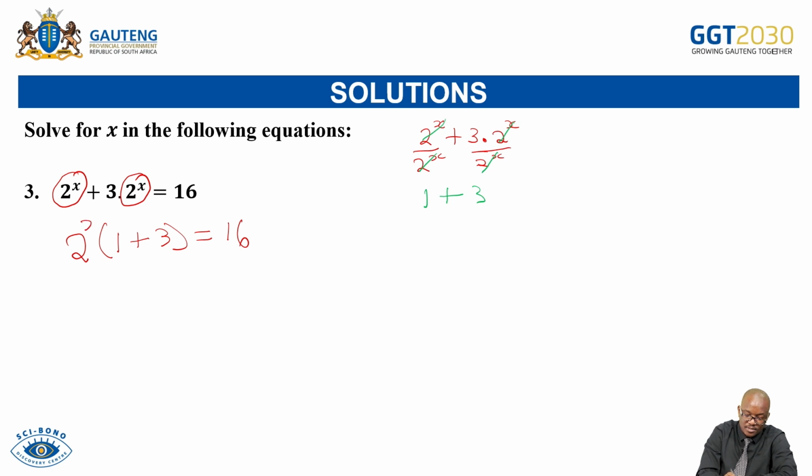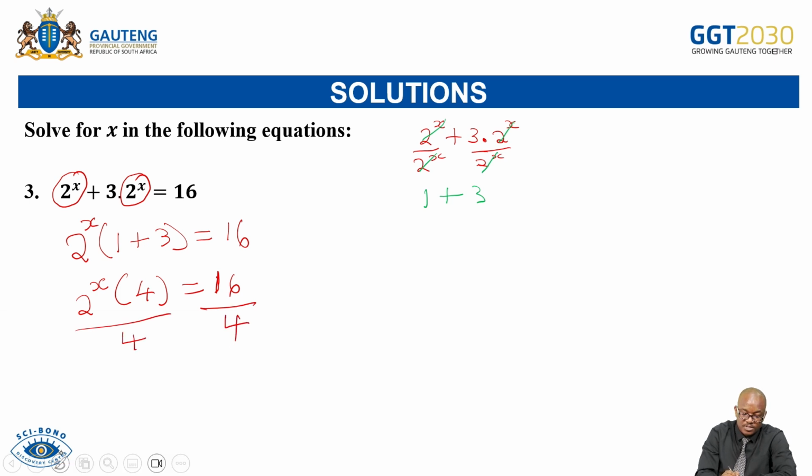Correct? Here, remember, we still have the exponent of x. Then we are going to have 2 to the exponent of x. 1 plus 3 is 4. Then we also have what here? 16. Then we can divide both sides by 4. As we divide both sides by 4, 4 divided by 4 is 1, which is going to be 2 to the exponent of x. It's equal to, if you say 16 divided by 4, you get 4.